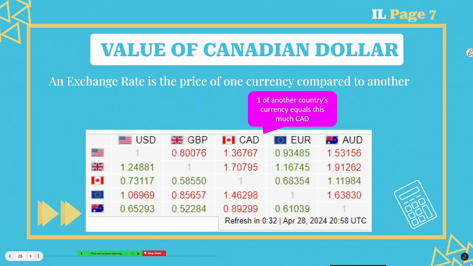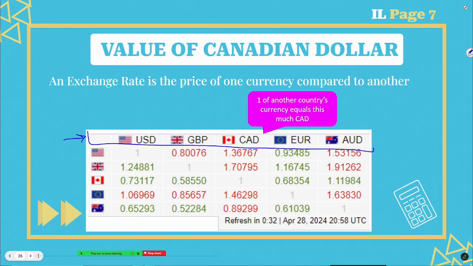Here's the other graphic I knew I had. This is where first we looked at the column, now we're looking at the row, the one that goes across. Across the top, this is telling us that one of another country's currency equals this much Canadian. So when we were going down, we found that it was 0.73117 Canadian. Now here we're looking at it from the other side. Again, these have changed. These rates are not the same.